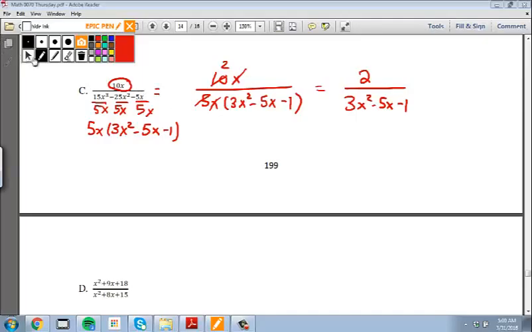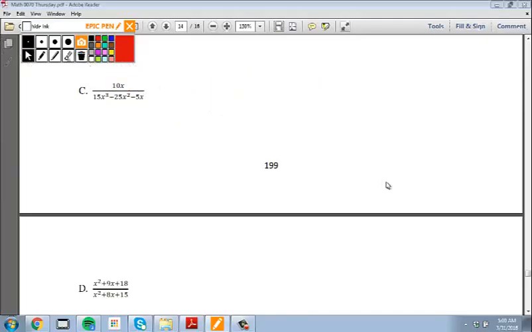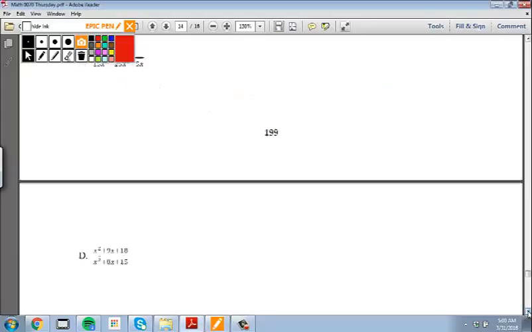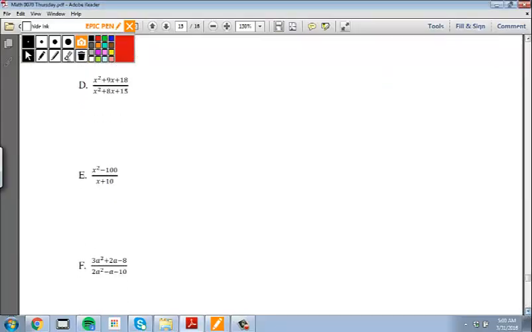Alright, so let's move on to page 200. We've made it to the 200s.